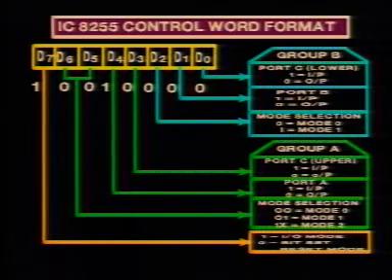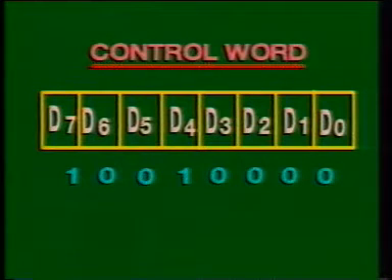So, for our application, the control word works out to 1001 0000, that is 90H. So the first step in doing this application is to load the control word. This process is known as programming the device. It's also known as initializing the device.